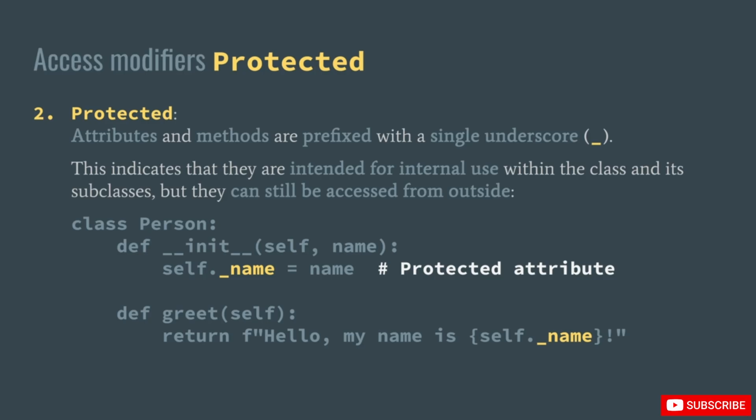Here, name is a protected attribute, meaning it's meant to be accessed only within the Person class or its subclasses. This level of access control helps to keep certain data somewhat hidden, while still allowing flexibility in inheritance.